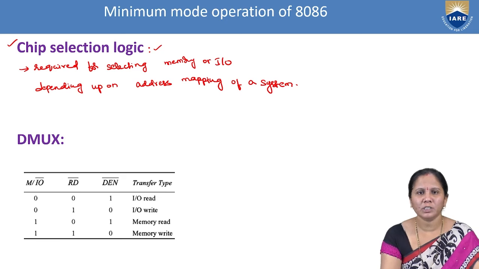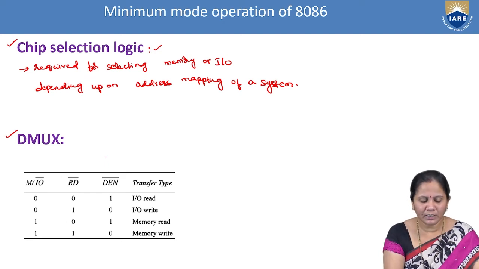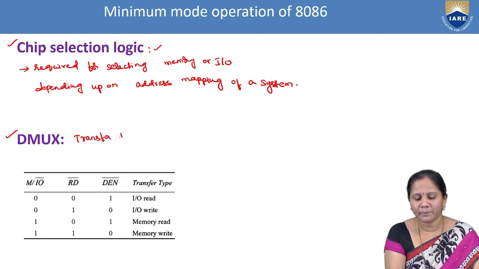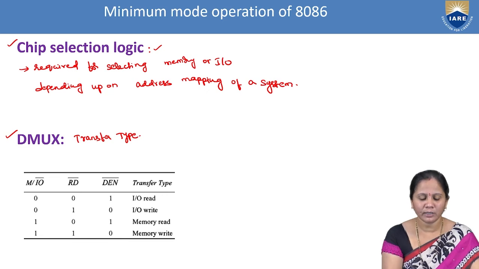This chip selection logic will be connected to two memories, that is ROM and RAM, and also to the I/O device. And the next important block is the demux. What is the use of this demultiplexer? It represents the transfer type. The important signals connected to this demux block in the architecture are M/IO bar, RD bar, and DT/R bar. The combination of these three signals says the transfer type.